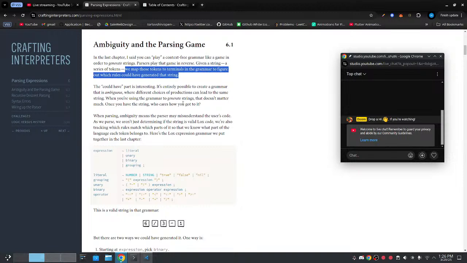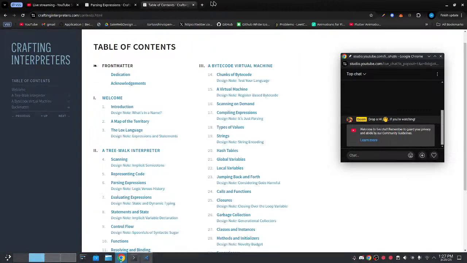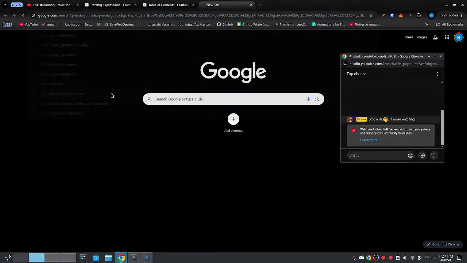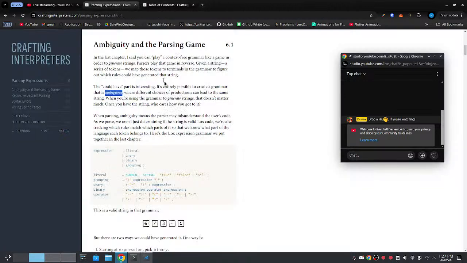The "could have" part is interesting. It's generally possible to create a grammar that is ambiguous. What is meant by ambiguous? Open to more than one, not having one obvious meaning. Okay, unambiguous is clear and ambiguous is not so clear.